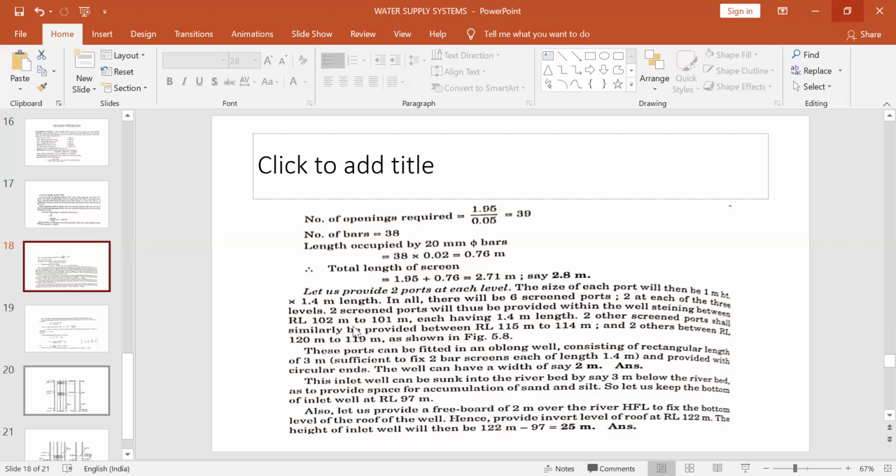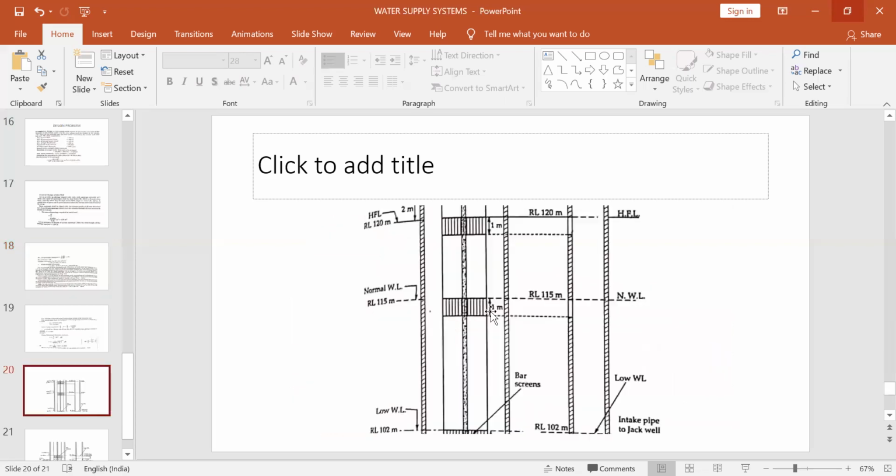Now what I am trying to say is, from here to here this length is 2.8 meter and the height is 1 meter. Since this length is 2.8 meter, you can take the diameter of this oblong well as close to 3 meter. You understood? Because this portion will enter the oblong well, the oblong well will have a clear opening dimension somewhat more than this opening. So 2.8, let us take as 3. So the intake well diameter we have decided.